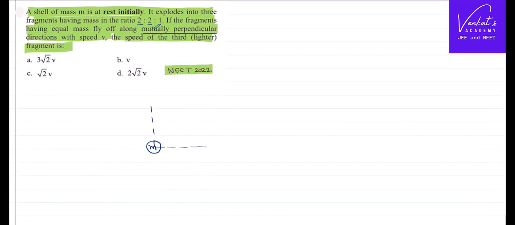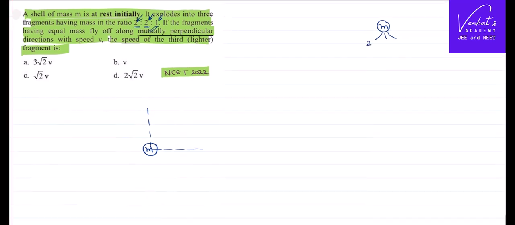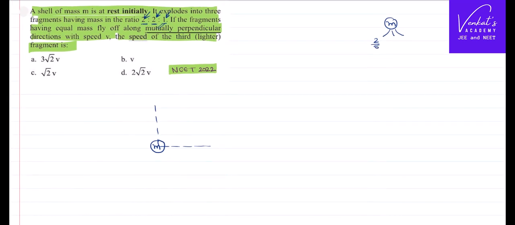So what we can say is if the total mass is m, that is divided into three pieces. Together they shall have 2 plus 2 plus 1, that is 5 parts. So out of 5 parts, the first piece is having 2 parts, the second piece is having 2 parts, and the third piece is having 1 part. So 2 parts out of 5 parts is 1 piece. Another one is also the same. Third one is 1 part, m out of 5 parts.